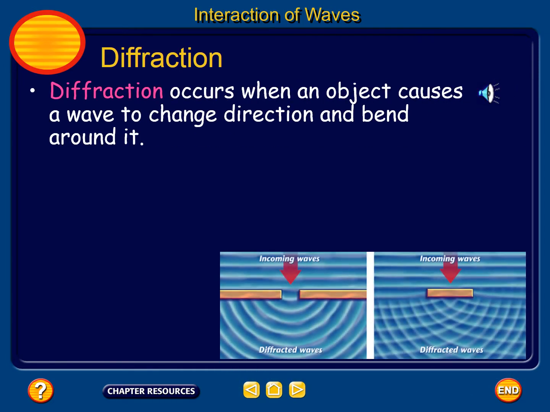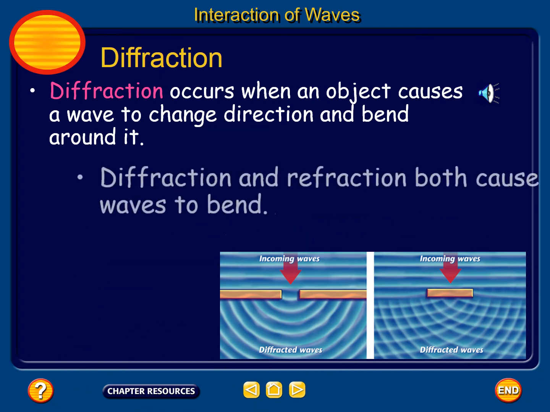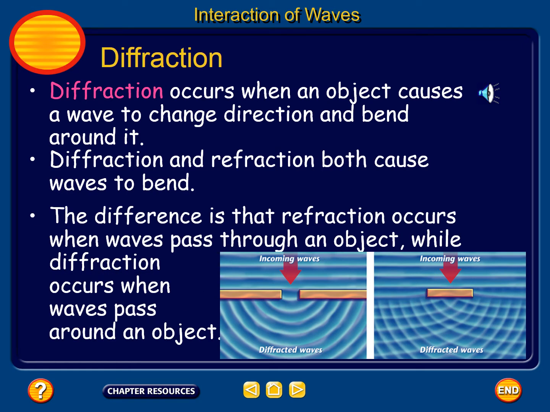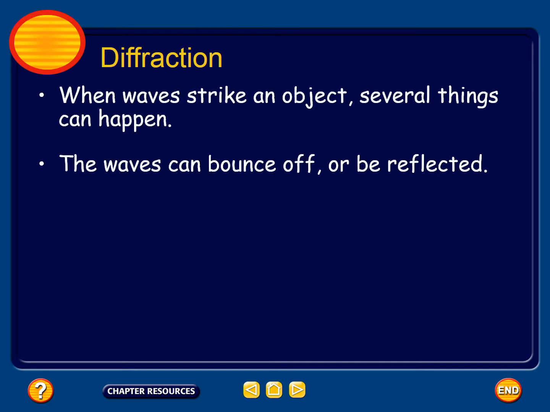Diffraction occurs when an object causes a wave to change direction and bend around it. Diffraction and refraction both cause waves to bend. The difference is that refraction occurs when waves pass through an object, while diffraction occurs when waves pass around an object. When a wave strikes an object, several things can happen.